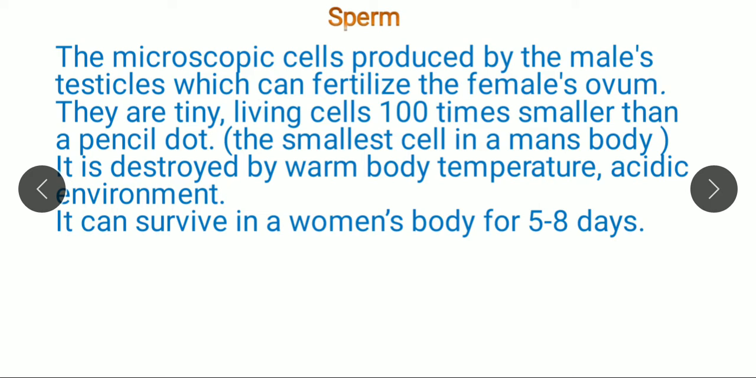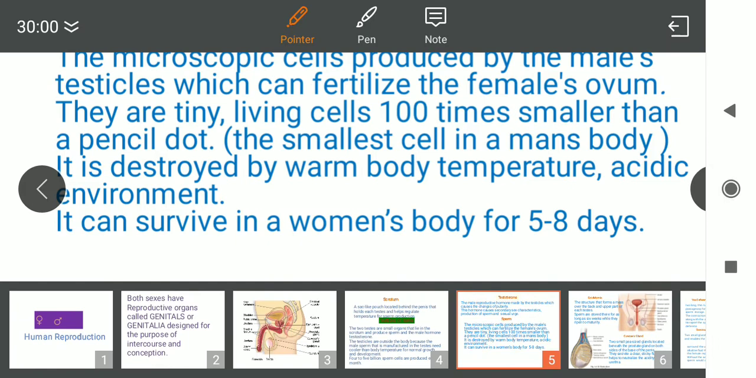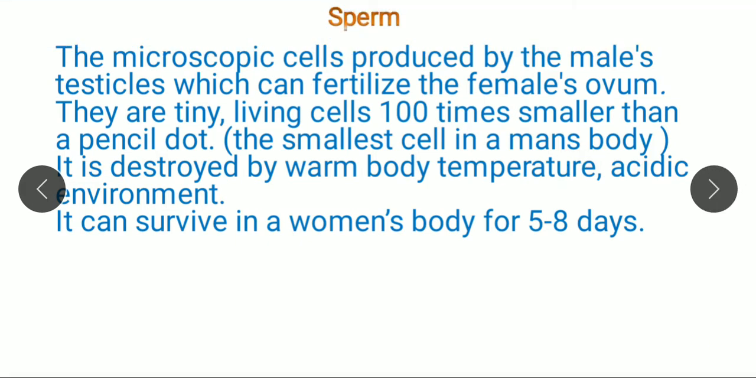Write the functions of Sertoli cells. Sertoli cells provide nourishment to the sperm, and the substance they secrete is called inhibin. Inhibin controls the negative feedback of sperm production. These are the functions of Sertoli cells.